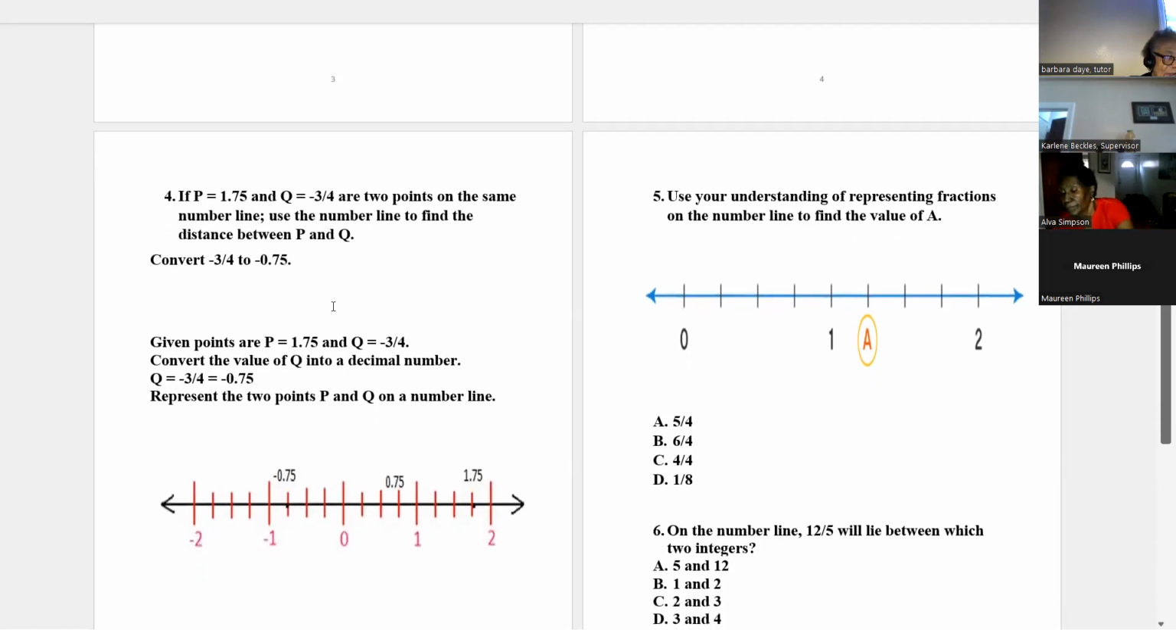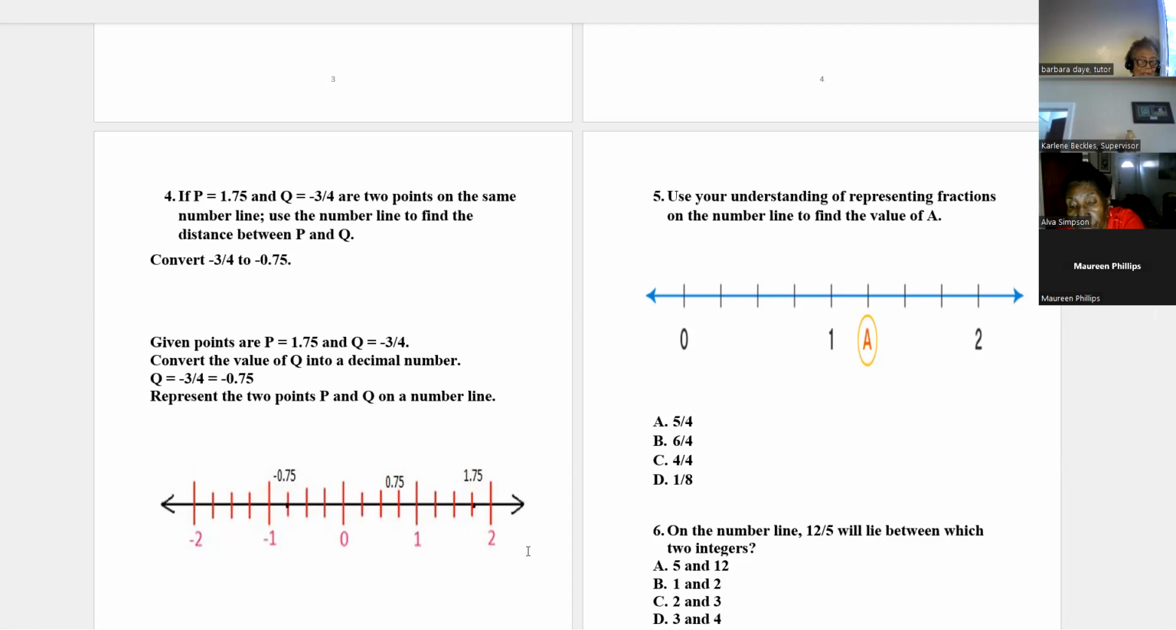How do you think you find this? Here's the number line. There's your -3/4, or -0.75. There's your +1.75. How do you think you can find the distance between those 2 points? By going left to right, this is negative, this is positive.